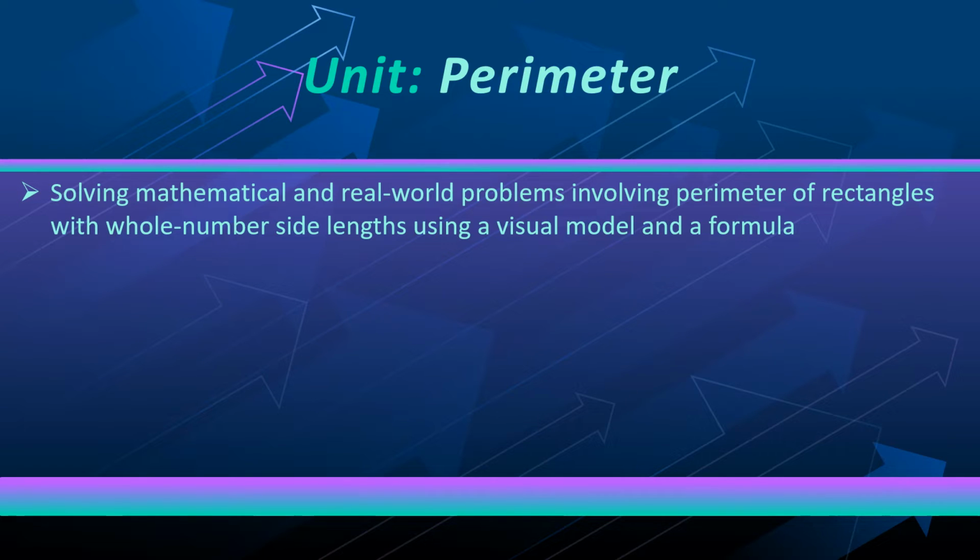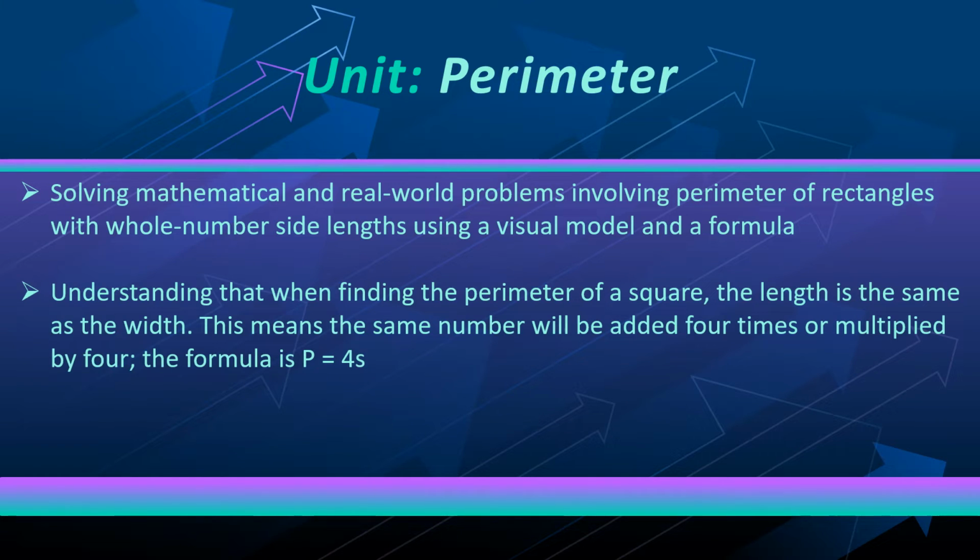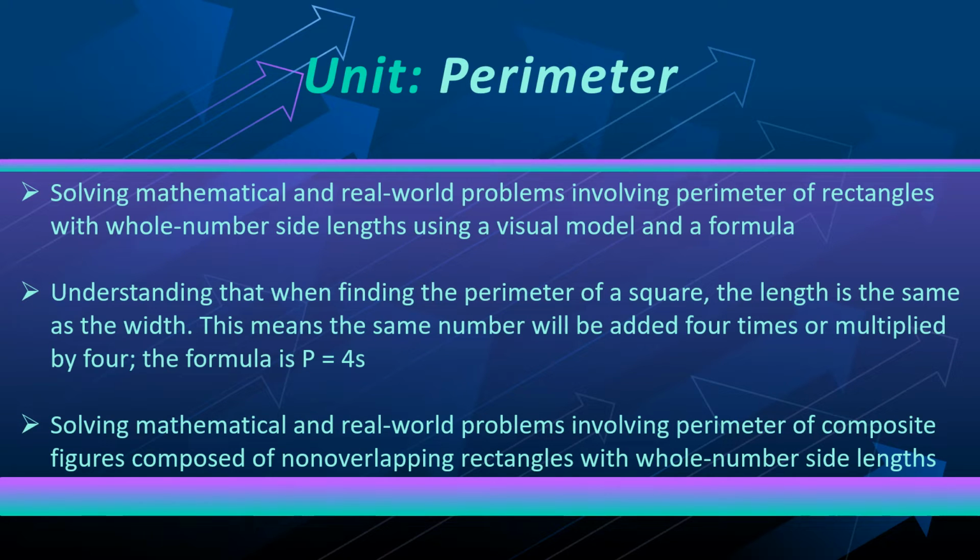Third grade unit for perimeter, students will be solving mathematical and real-world problems involving perimeter of rectangles with whole number side lengths using a visual model and a formula. Students should understand that when finding the perimeter of a square, the length is the same as the width. This means the same number will be added 4 times or multiplied by 4. The formula is perimeter equals 4 times the side length. Now, this formula might differ from other formulas students will develop for perimeter. Solving mathematical and real-world problems involving perimeter of composite figures composed of non-overlapping rectangles with whole number side lengths. Previously, we called these rectilinear figures.